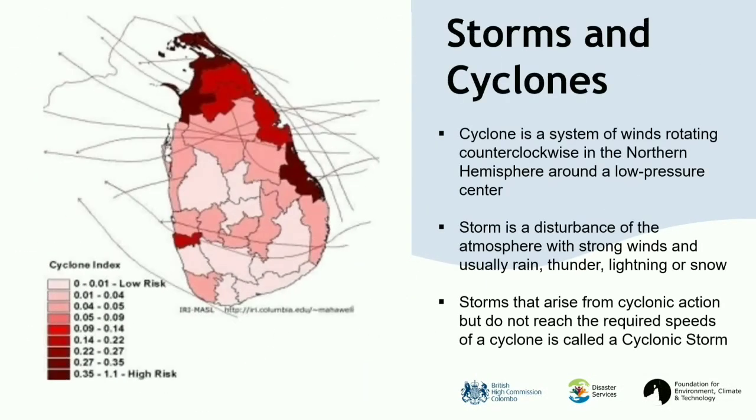The fourth significant mechanism that shapes the Sri Lankan climate is cyclones and cyclonic storms. A cyclone is a system of winds rotating counterclockwise in the northern hemisphere around a low-pressure center, resulting in strong winds and intense rain. Storms that do not reach the required speed of a cyclone are called cyclonic storms. Cyclonic storms largely affect the northern, eastern and north-central regions and cause heavy rainfall from November to January.